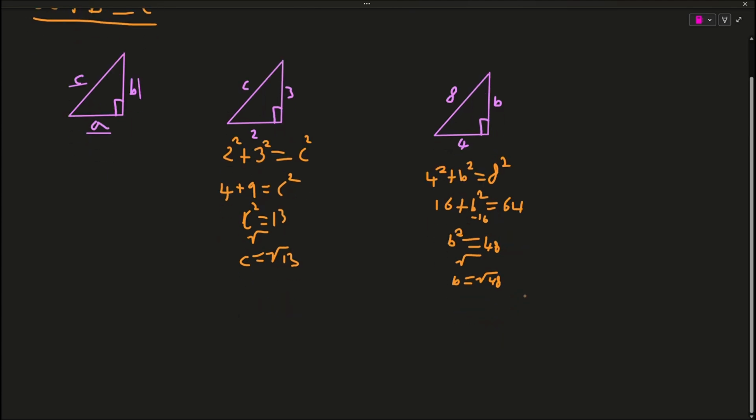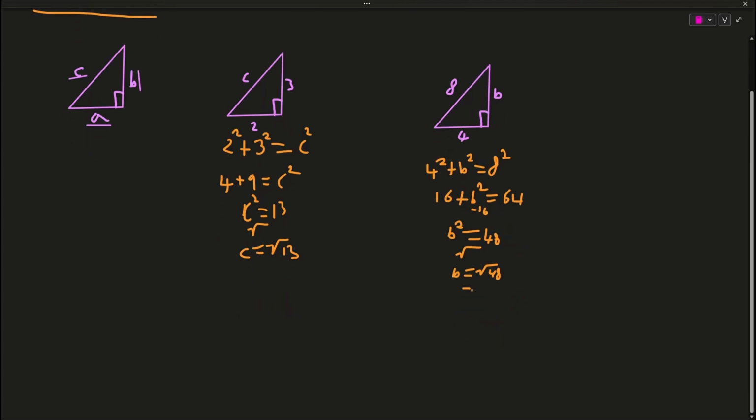Now, we can in fact simplify this, and separate it like this. We've got 3 times 16, so the square root of 3 times 16 is the square root of 48. If we separate this, we get the square root of 3 times the square root of 16. The square root of 16 is 4, and so we can have 4 root 3.